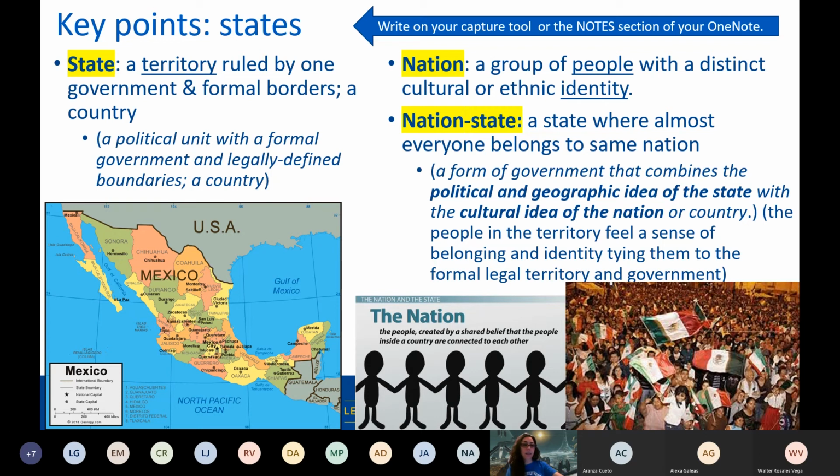Okay, states. A state is a word. This is the first of many words that you're going to have to sort of unlearn in order to use it correctly in social studies, because in everyday language, we don't use it very precisely. A state is a territory ruled by one government with formal borders. It is what most people mean when they say a country.